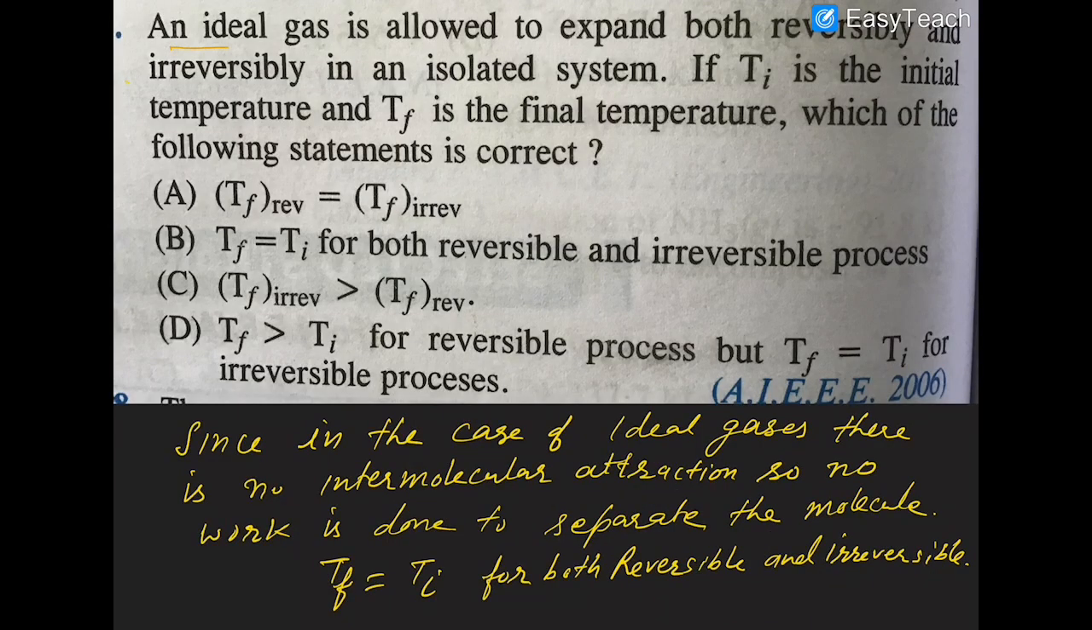Now look at the next question. An ideal gas is allowed to expand both reversibly and irreversibly. If Ti is the initial temperature and Tf is the final temperature, which of the following statements is correct? Is T final reversible equal to T final irreversible, with T final and T initial both true for reversible and irreversible processes, or is T final irreversible greater than T final reversible? Now there is a very basic question involved here.